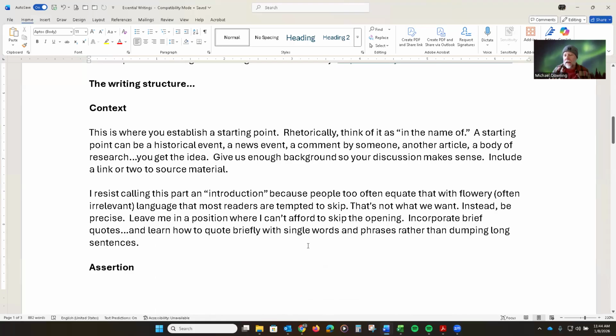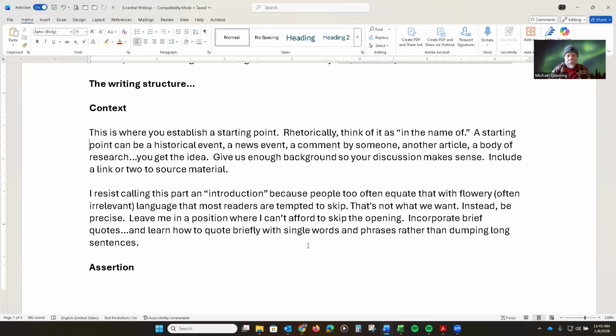Rhetorically, think of it as in the name of. A starting point can be a historical event. It can be the Civil War. A news event, the US has invaded Venezuela, or Ukraine. A comment by someone recently about something, a statement that has been issued. You can do another article, a body of research. You get the idea. I will help you with that.